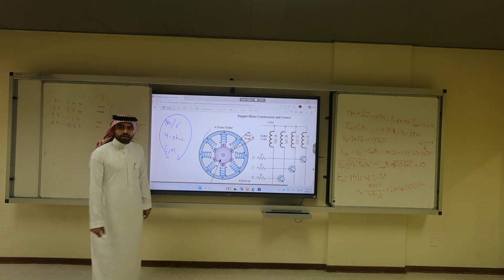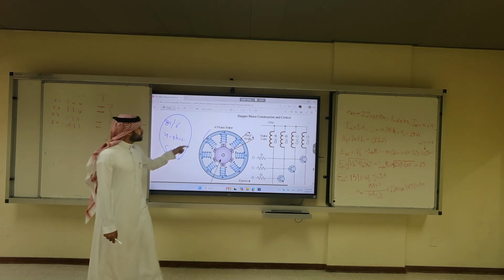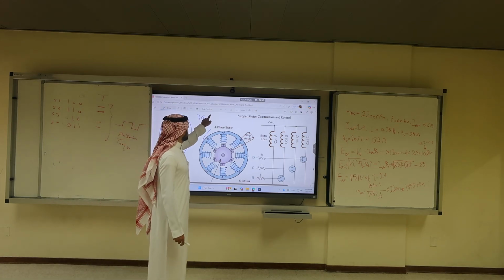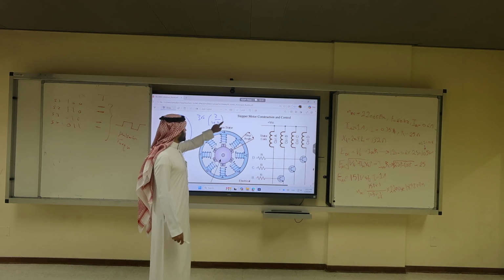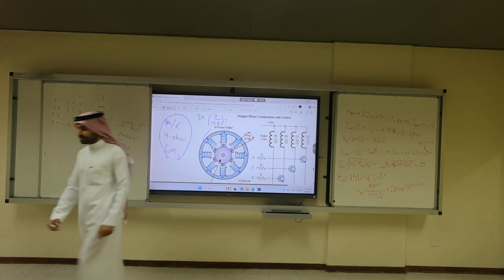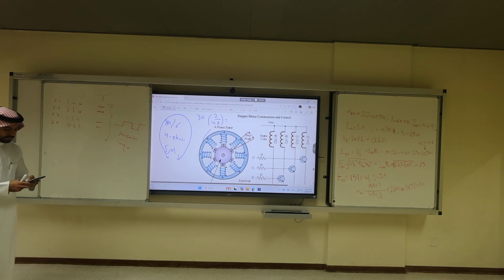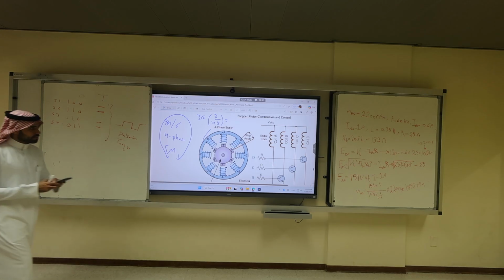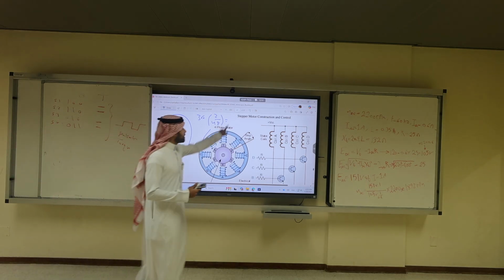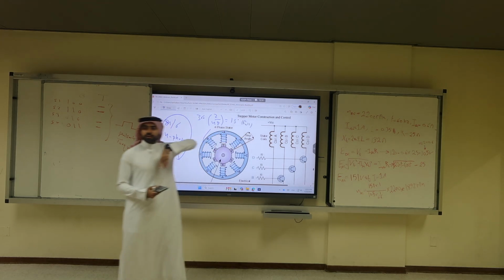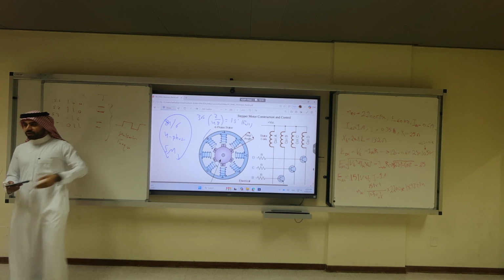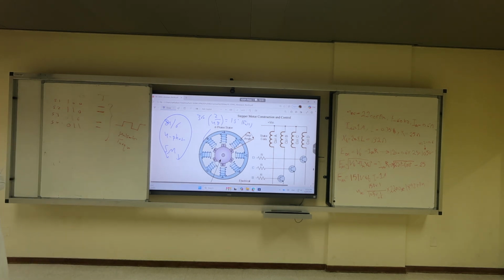Clear? What is the step angle? 360 times the difference, 8 minus 6 is 2, over 8 times 6, 48. What's the step angle? 15? Correct. 15. That's full operation. So if you do half operation, it will be 7.5 with the pulsating torque, but we're not going to discuss it.